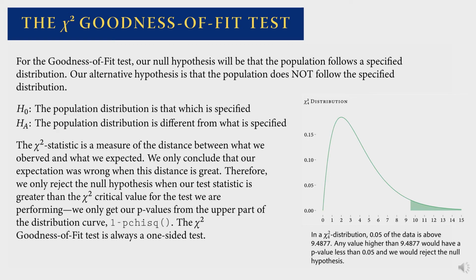The null hypothesis for the goodness of fit test is that the population you're sampling from has some specified distribution. The alternative hypothesis is that the population doesn't have that distribution. The chi-square statistic is always positive, and because it measures the difference between what you observe and what you expect, you reject the null hypothesis when the chi-square statistic is large. This is always a one-sided test where your p-value is calculated from the right tail, the greater than direction.